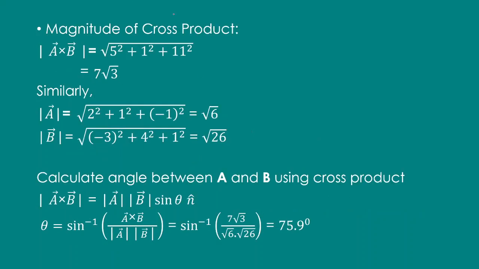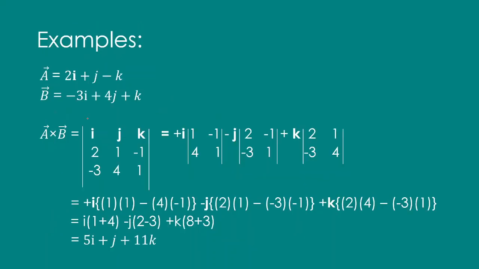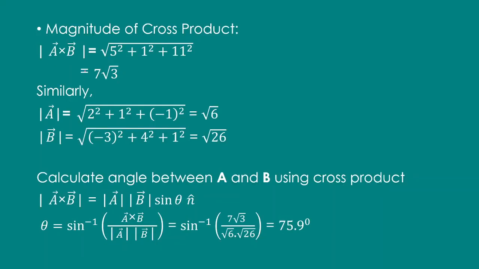So our magnitude of the cross product is just the square root of 5 squared plus 1 squared plus 11 squared. If you type that in a calculator, you'll get 7 root 3. Similarly, for vector A, that is 2i plus j minus k, and B vector, we're going to use the same method. We're going to have the x component squared plus y component squared plus z component squared and take the square root of the whole thing to get the magnitude of the A vector and magnitude of the B vector.